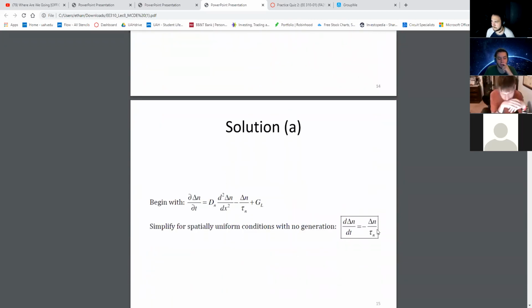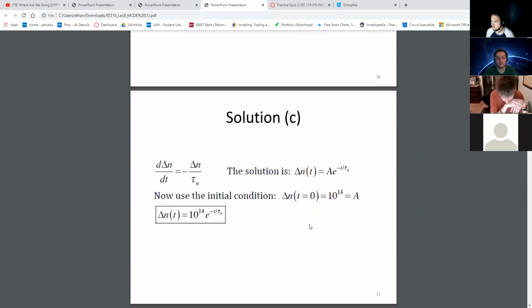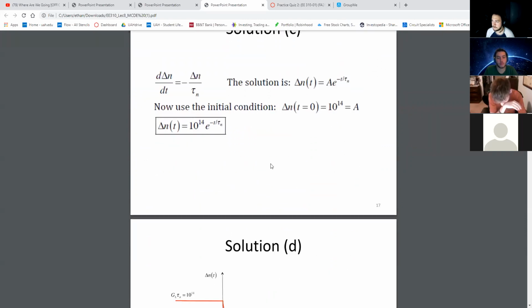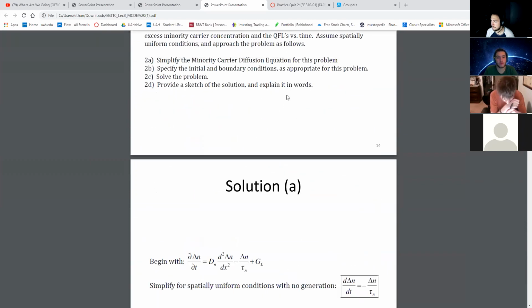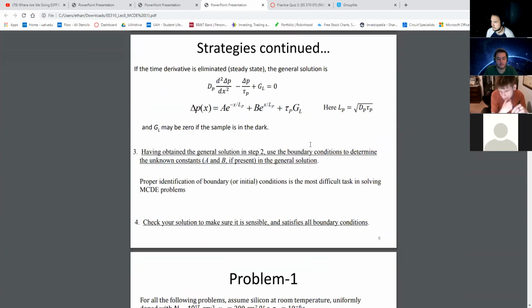But then it ends up simplifying. You got rid of spatial, you got rid of the GL, and then the general solution here is the same one we would use simply without the GL, so it's a slightly modified one. But we're going to go back up to the solution methods for this MCDE because that's what we need to get down next for the formula sheet.